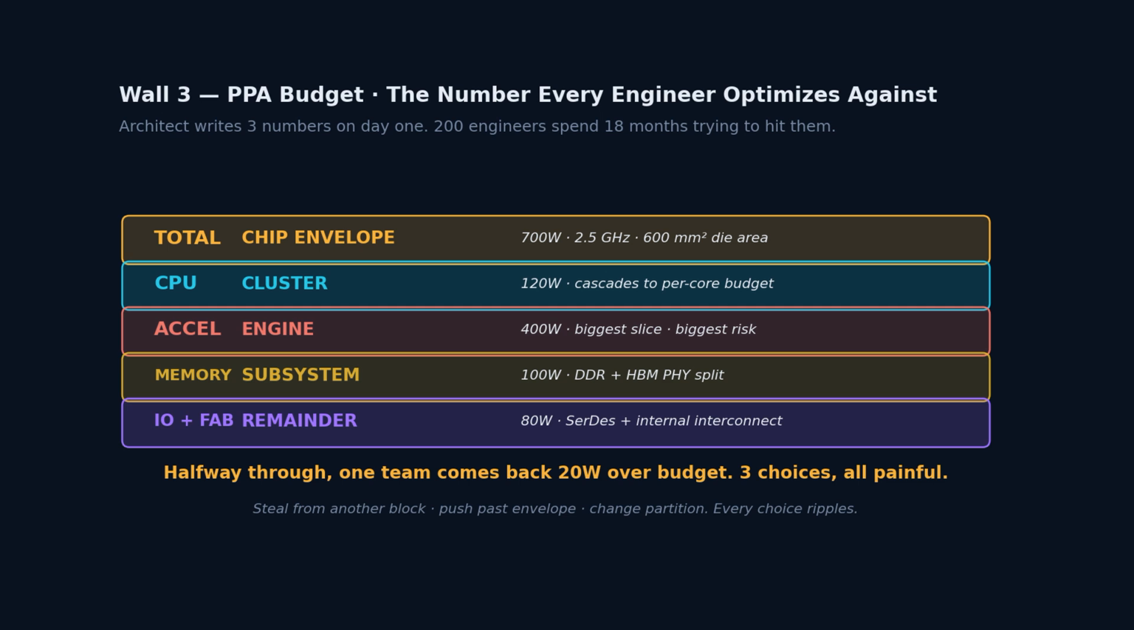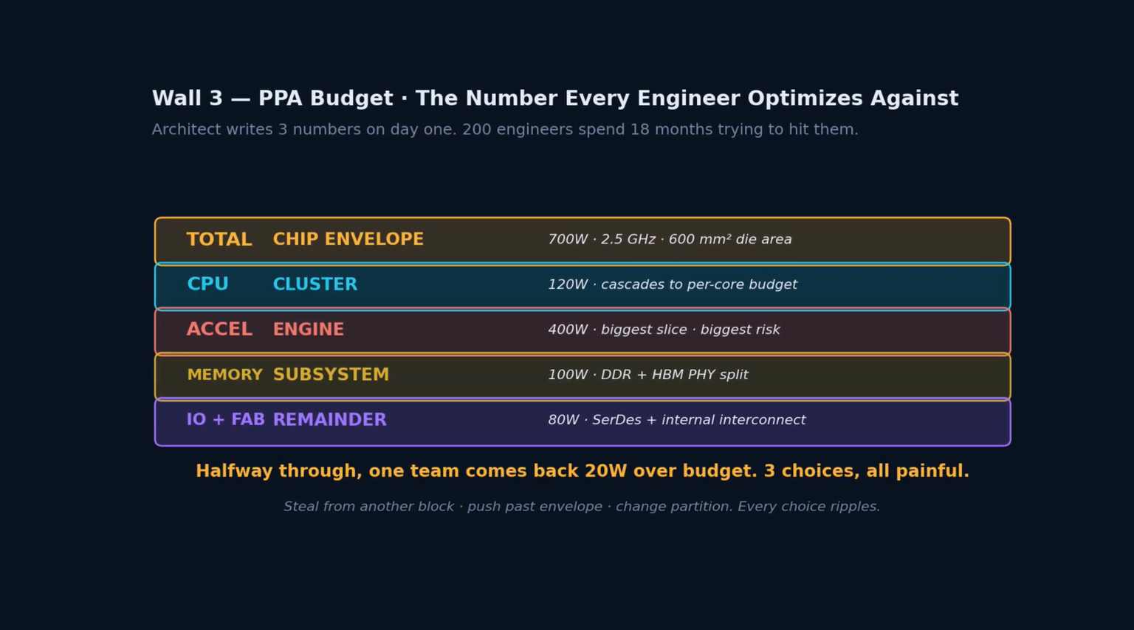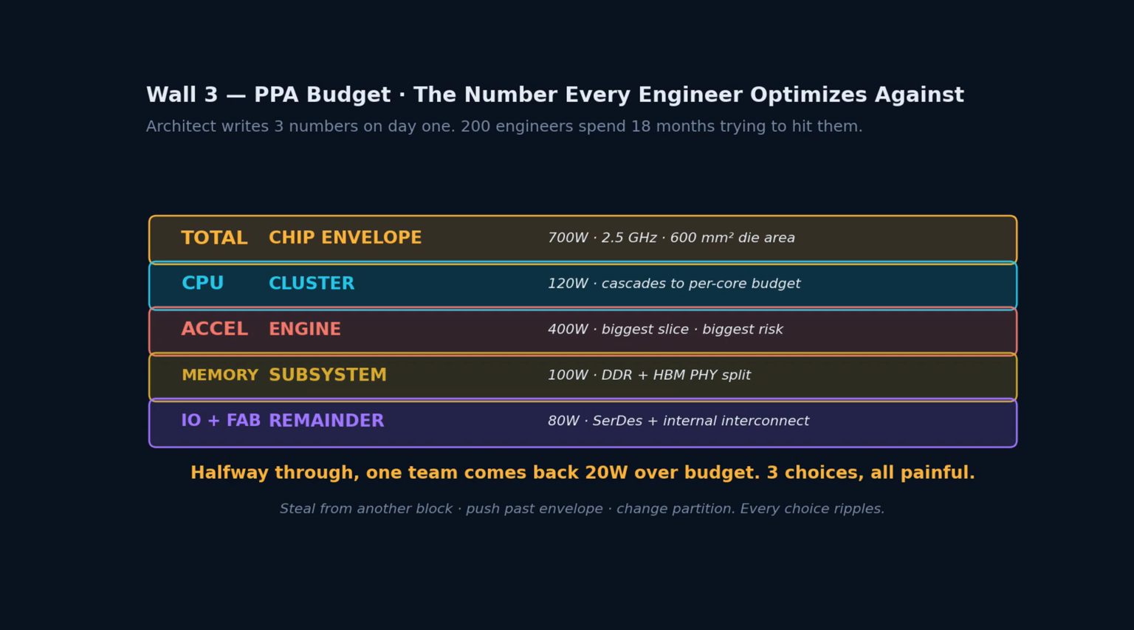The DDR controller team gets 20 watts of the 100-watt memory budget. The HBM PHY gets 50 watts. The internal fabric gets 30 watts. Now multiply that down to the block level, then to the gate level, then to the transistor level. Every engineer in the program is, in effect, optimizing against a number the architect wrote on day one.